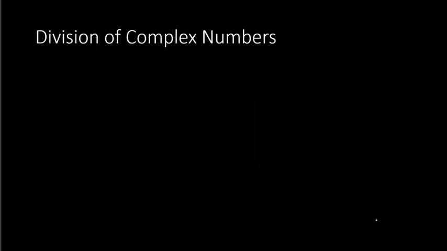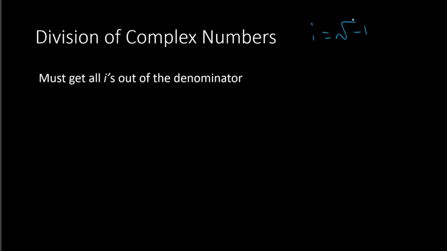Now to finish off this lesson, we are going to discuss division of complex numbers. And with division, our goal is we need to get rid of all the radicals in the denominator. And remember, we said i is a radical, right? i is the square root of negative 1. So when we are dividing, we must simplify such that there are no i's in the denominator.